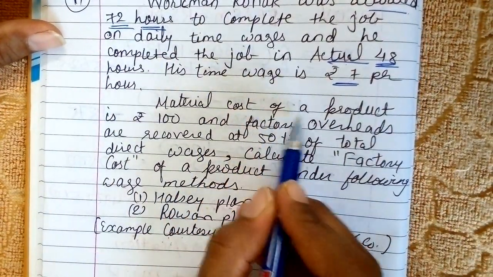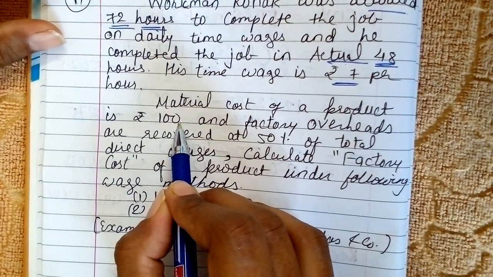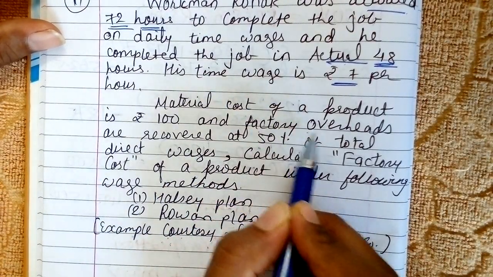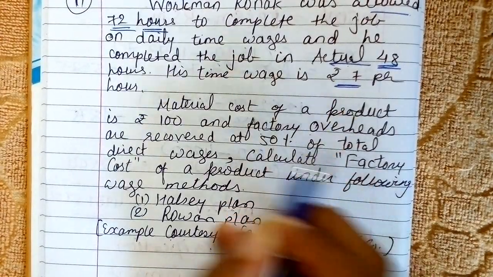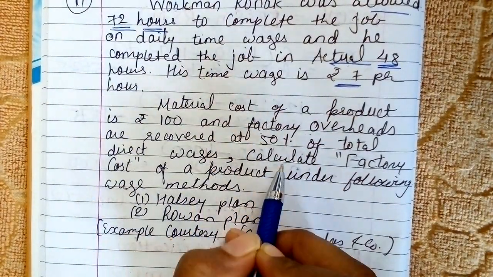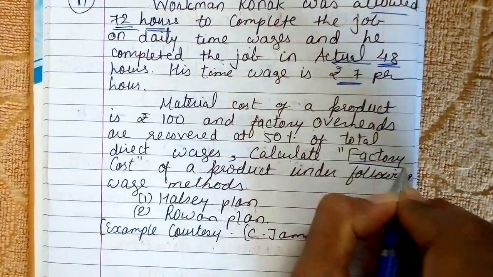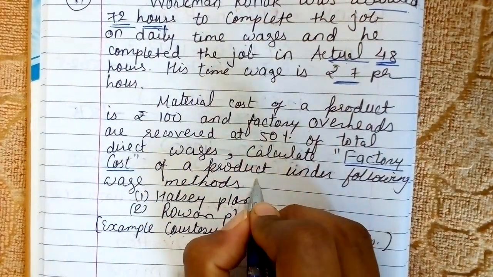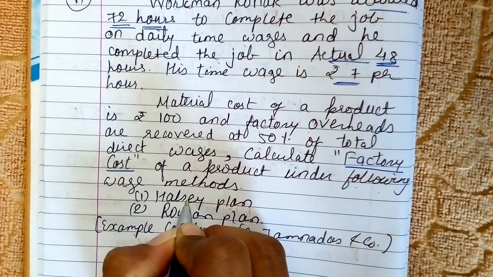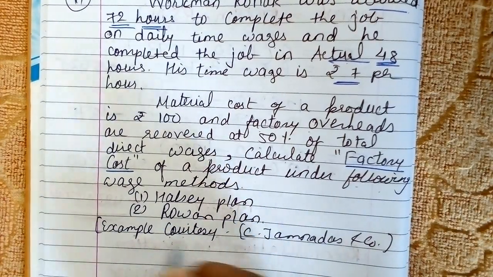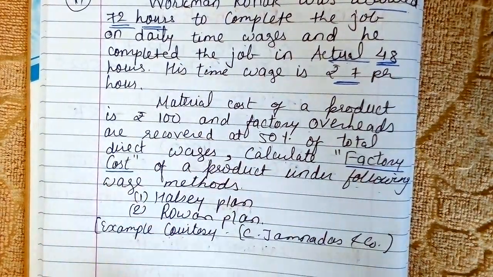The material cost of a product is rupees 100, and the factory overheads are recovered at 50% of total direct wages. Calculate factory cost of a product under following wage methods: Halsey plan and Rowan plan. Example courtesy C. Jamnadas and Company.